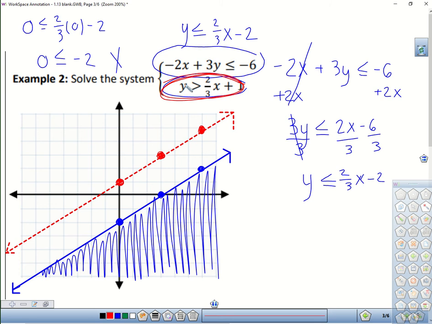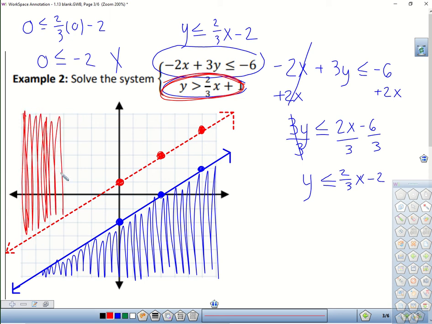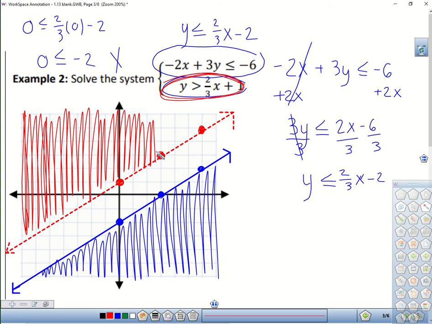And now for my second inequality, y is greater than. So since it's y is greater than, I know I'm going to shade above. But you can also use the 0 thing to check, like I showed you. Now, I think I forgot to explain what the shading meant in the last question, so let me explain it here and then I'll talk about the last one a little bit too.